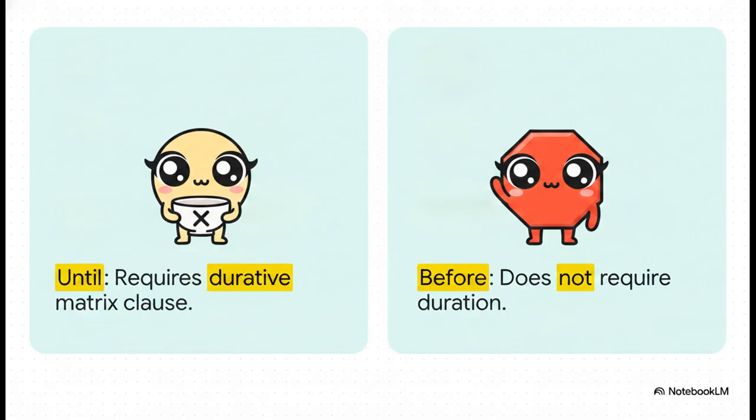Starting a meal is a momentary action, right? Well, it works because negative clauses are inherently durative. Think about it. The complete absence of an action, the state of not eating, extends continuously right up to the boundary of Adam arriving. Before, however, doesn't care about duration. It simply marks a cutoff time, whether the main action has duration or not.